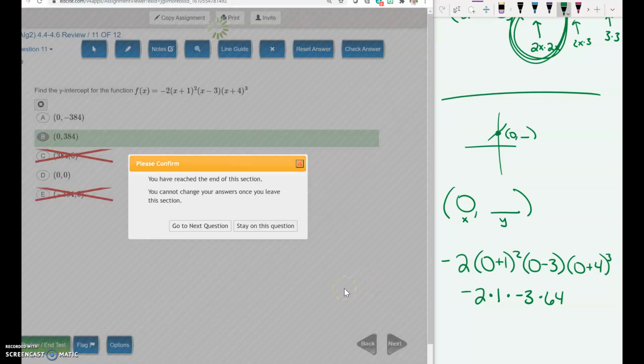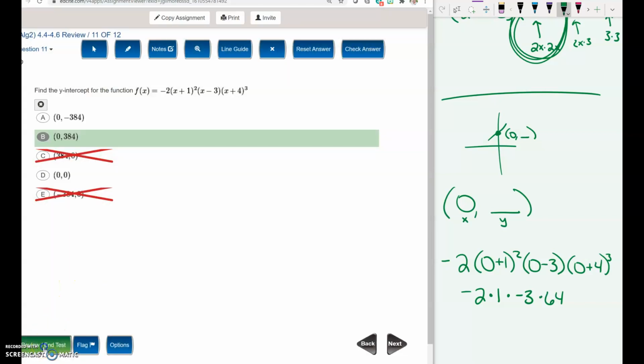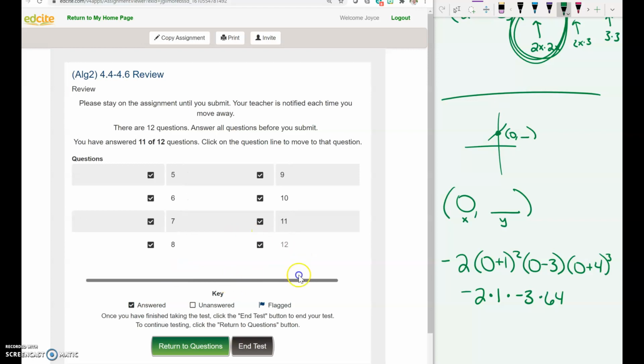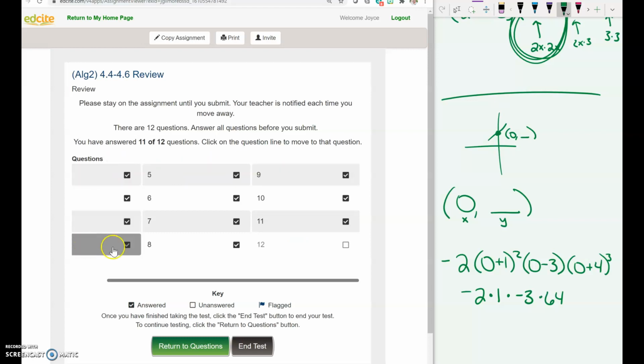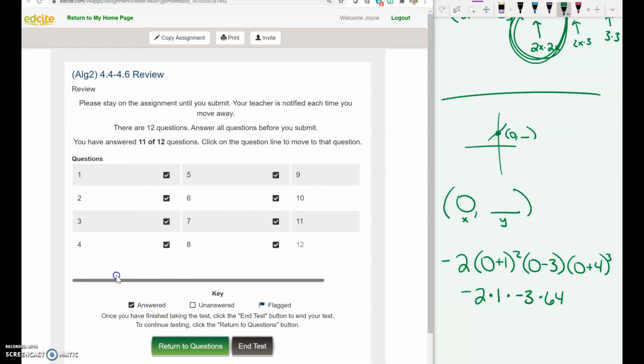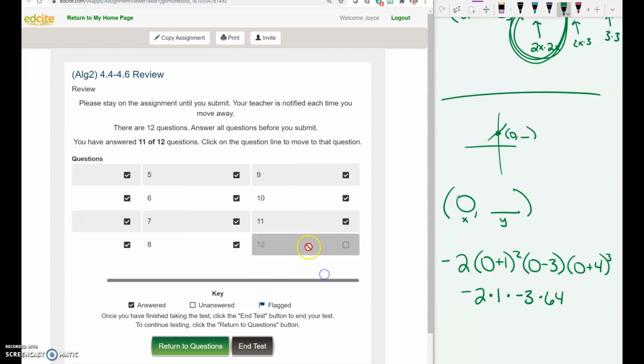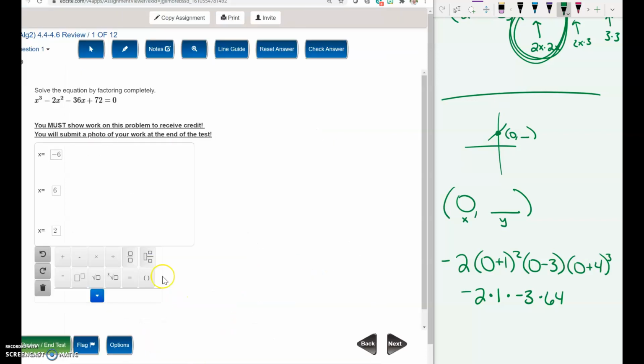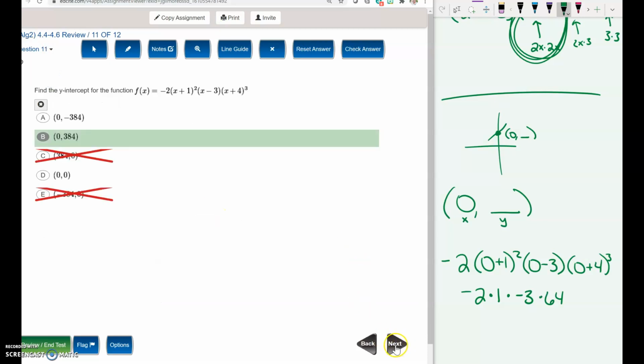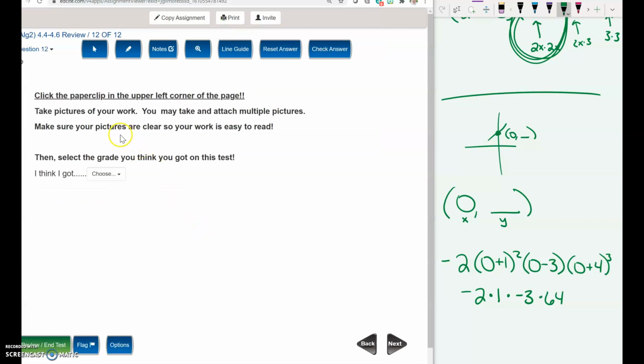When you get to this point in the test, it's going to say you've reached the end of this section. You cannot change your answers once you leave this section. So make sure, I would stay on this question and do review test. It's not going to let you go to this question 12 until you're sure that you are done with the first 11 questions. So make sure that you are good with those 11 questions before you go on to the next set. So I want to actually go to question 11 and then say next. Yes, I am ready. Go on to the next question.